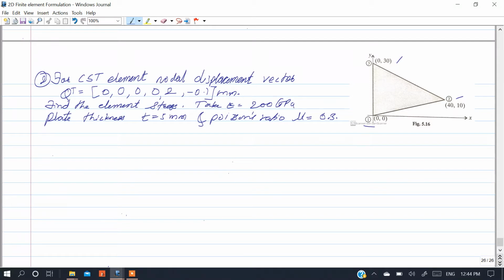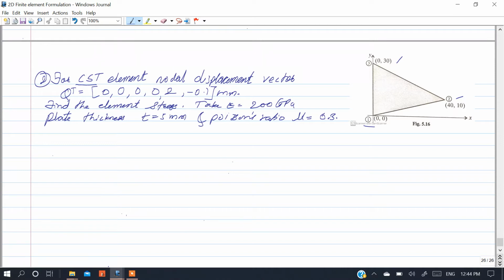So what is this CST element? Previously we have seen linear interpolation problems. Then we have seen in the last video how to find out the nodal displacement of a triangular element. So today we are going to see how to find out the stresses in the element.